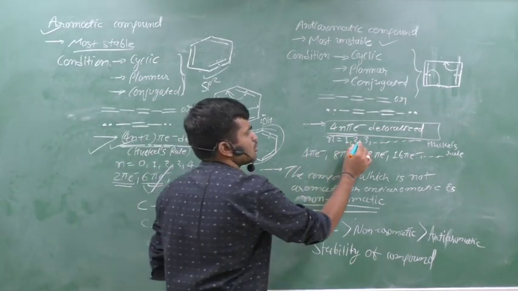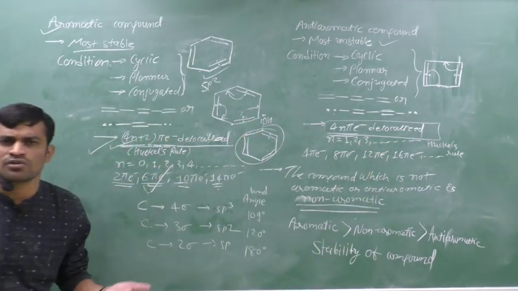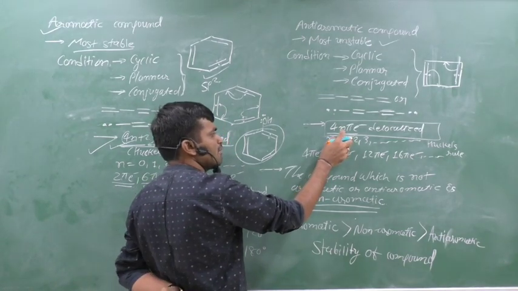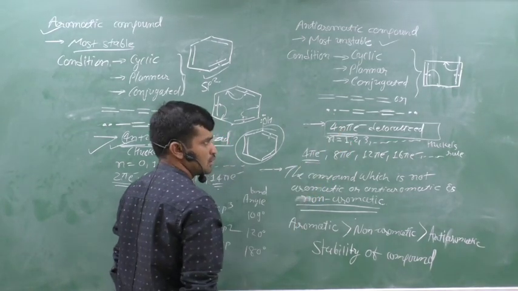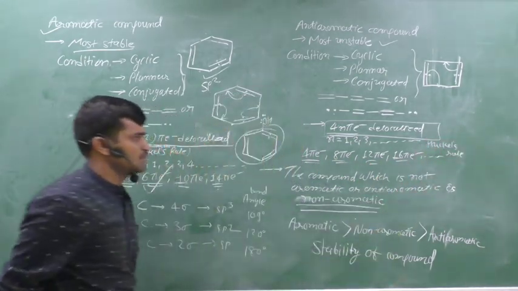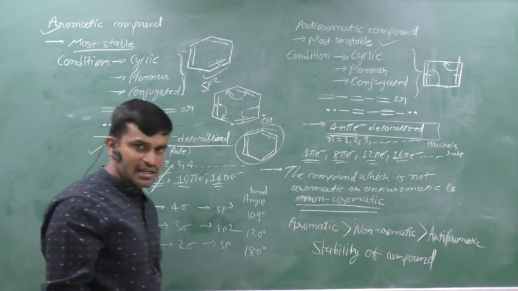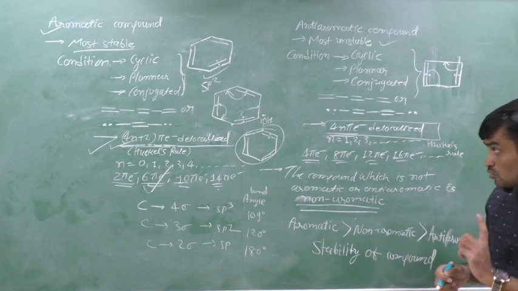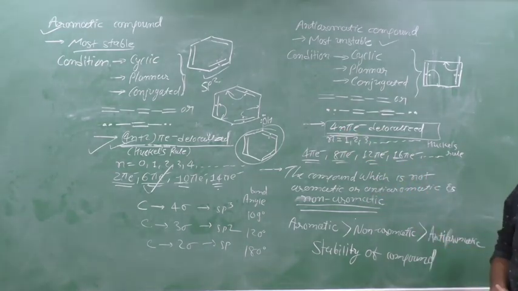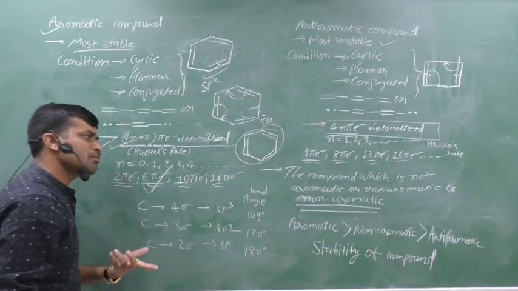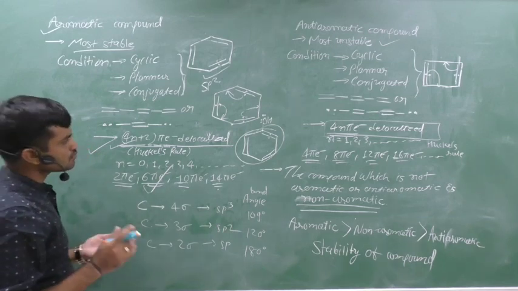Now n is 1, 2, 3, not 0, because if you put 0 there is no meaning. If we apply 1 as n, therefore it is 4 electrons. 2, 8 electrons, 3, 12, 4, 16, and so on. Therefore you can say that if any compound is cyclic, planar, and conjugated, and it follows Huckel's rule, which is 4n pi electrons delocalized, then the compound is anti-aromatic. If it follows 4n plus 2 pi electrons, then it is aromatic. Only 4n pi electrons, therefore it is anti-aromatic.